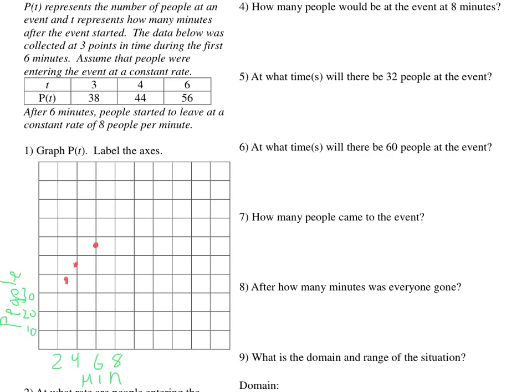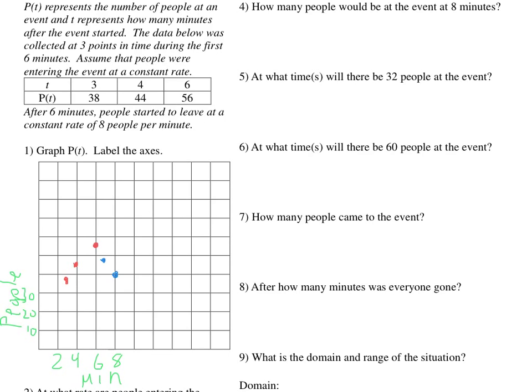And then after this, it drops by 8 per minute. So let's think about that. If we're dropping by 8 per minute, let's take away 8 from 56. So at 7 minutes, 8 less of this is 48. So at 7, I would be at 48. And I drop 8 more, so then that would be 40, and so forth. So we slowly be working our way down.